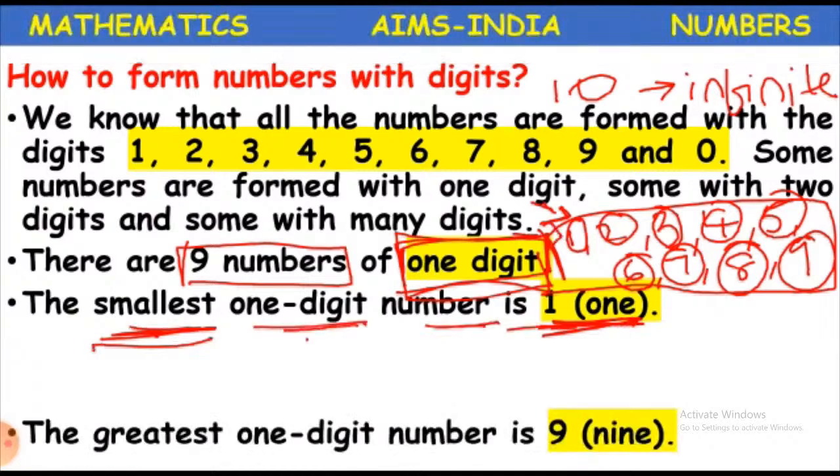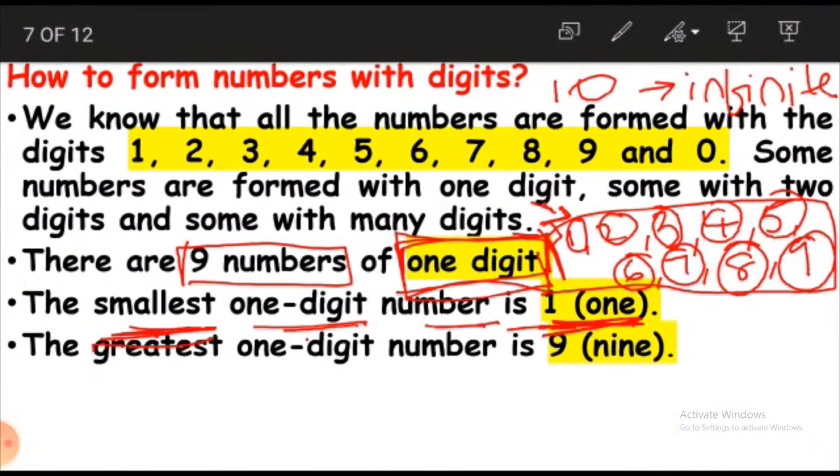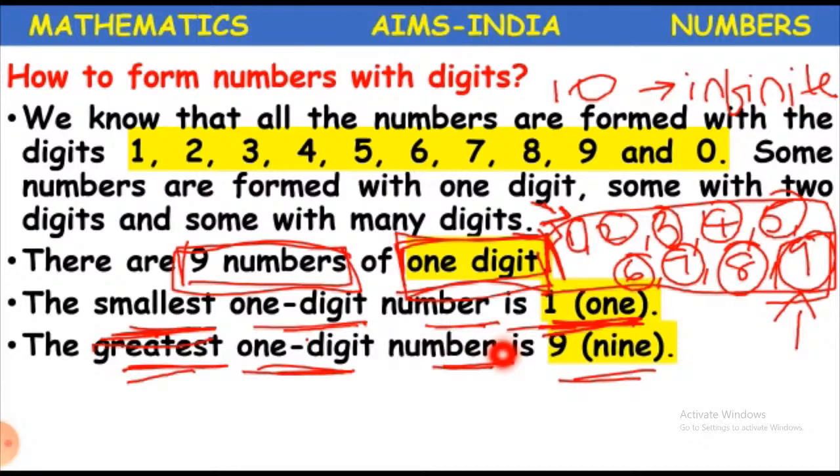What about the greatest one digit number? The greatest one digit number is 9. Look here. The last number in these one digit numbers is 9. So this is the greatest one digit number. Again, let us revise. In one digit numbers we have 9 numbers. The smallest one digit number is 1. Greatest one digit number is 9. Clear? Okay.